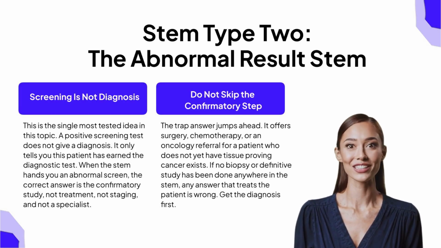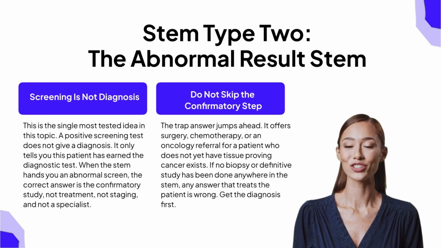Stem type 2 is the abnormal result stem, and I want you to hear this next line clearly, because it is the single most tested idea in this entire topic. A positive screening test does not give you a diagnosis. It only tells you that this patient has earned the diagnostic test. That is all a screen does.